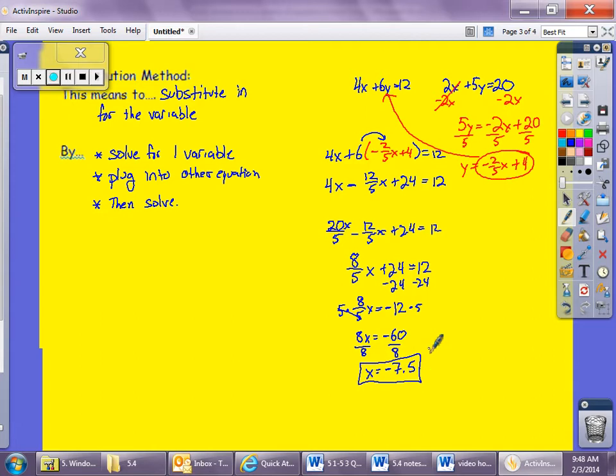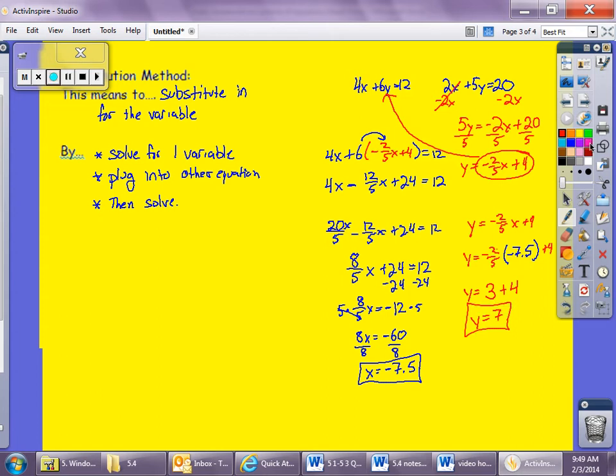Once you get what x is, we have our equation for y. So y equals negative 2 over 5 x plus 4. We plug this in, so y equals negative 2 over 5 times negative 7.5 plus 4. 2 times 7.5 is 15, divided by 5 is 3. So 3 plus 4, so y equals 7.